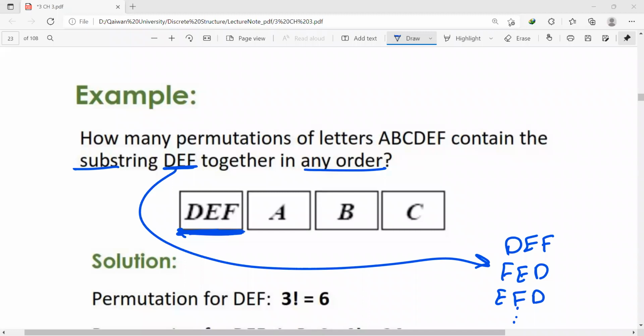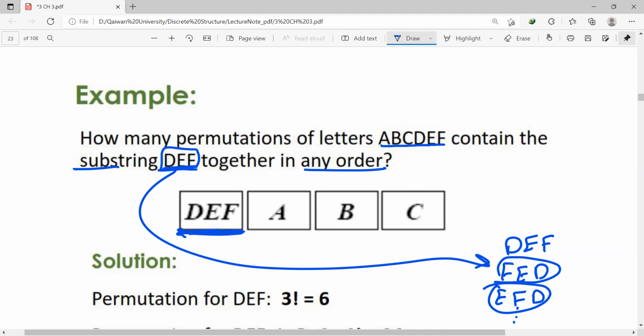Here we have this example, and it says in how many permutations of letters A, B, C, D, E, F contain the substring D, E, and F. We say in the permutations, we must have D, E, F in any order. That means it could be F, E, D, E, F, D, E, D, F, like this. We have 6 permutations here.